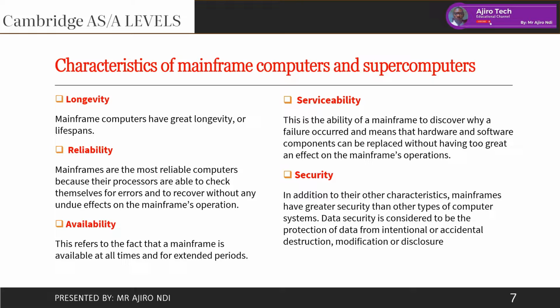Data security is considered to be the protection of data from intentional or accidental destruction, modification, or disclosure. I'm just going to explain this again. When we talk about data security, it simply means that you're protecting your data from any form of intentional or accidental destruction, modification, or disclosure of that data.